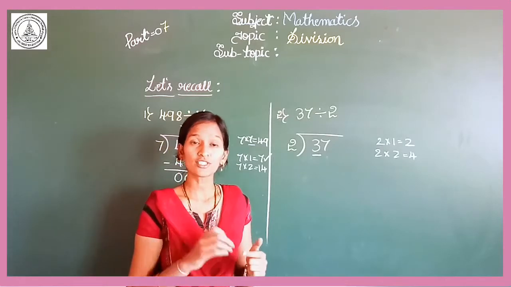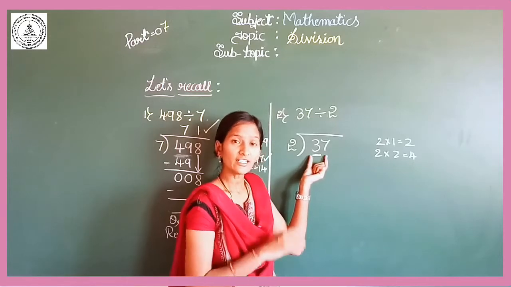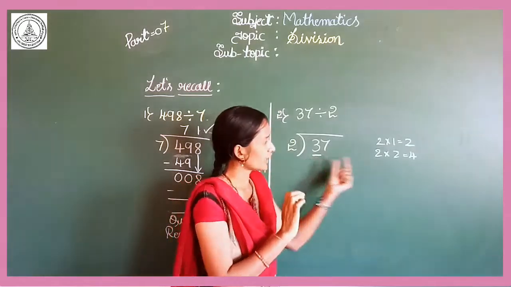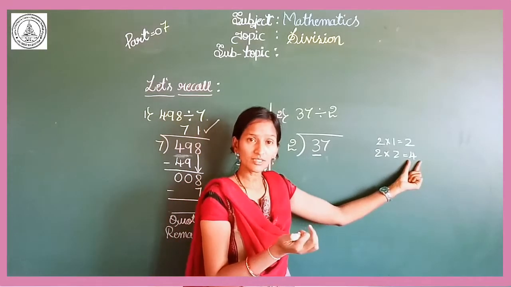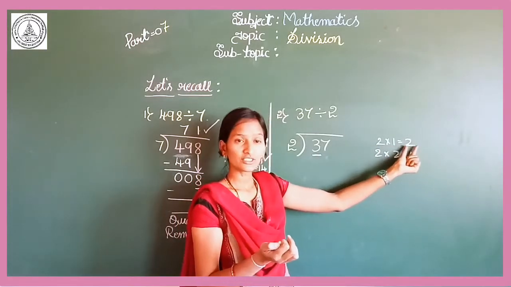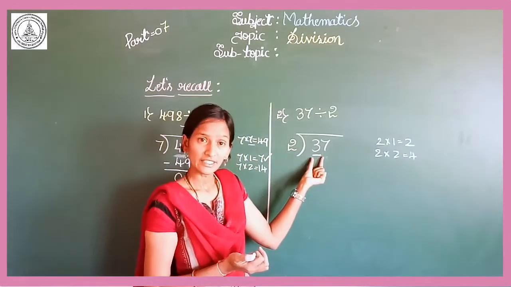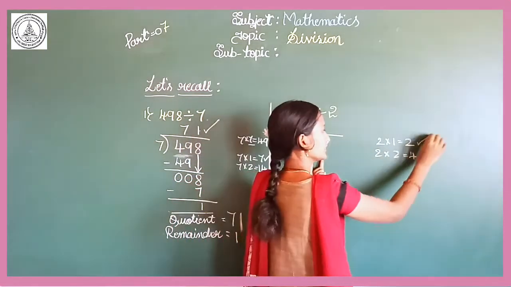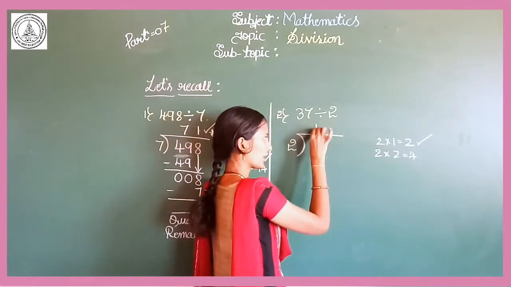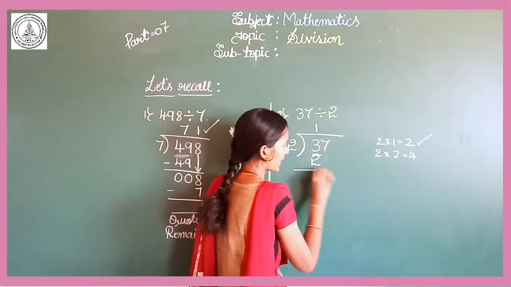You have to choose the number that is closest to this 3 and less than this number 3. This 4 is a bigger number compared to this 3. But 2 1s are 2. This is a small number and it is very close to this 3. So now I am choosing this: 2 1s are 2. I am writing this 1 here. So 2 into 1 is 2, right?